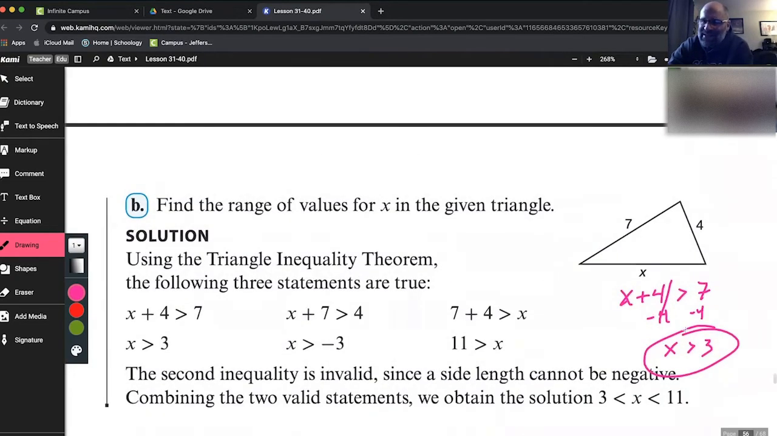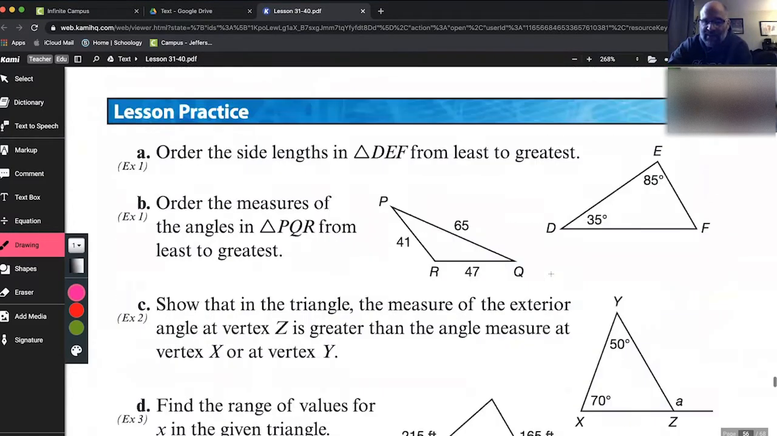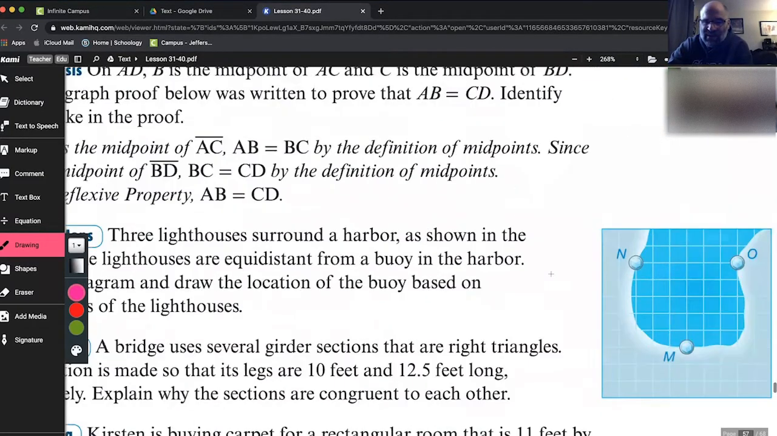All right, so does this make sense, guys? Can you figure out what x has to be for this to be a triangle? You just remember the two smaller sides have to add up to greater than 7. So whatever x makes this sum greater than 7. Good? Yes. All right, moving on to lesson 40. Good job, guys.